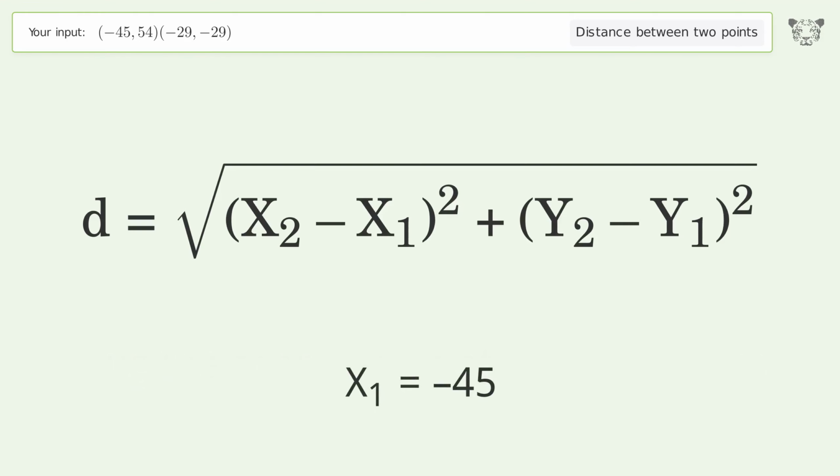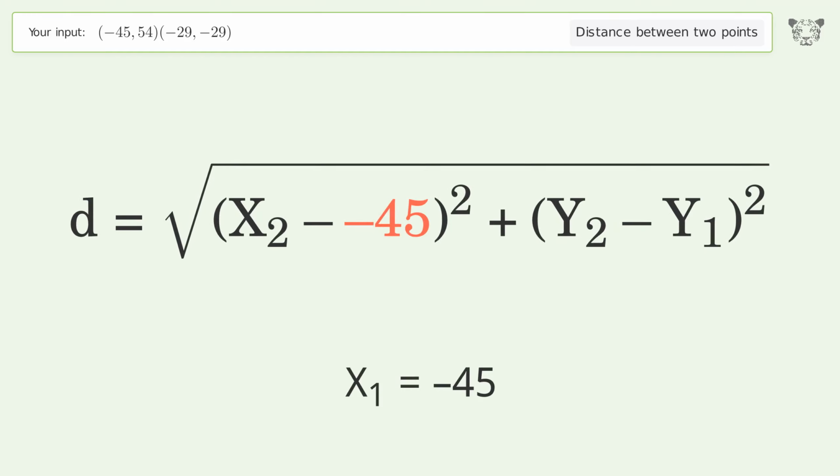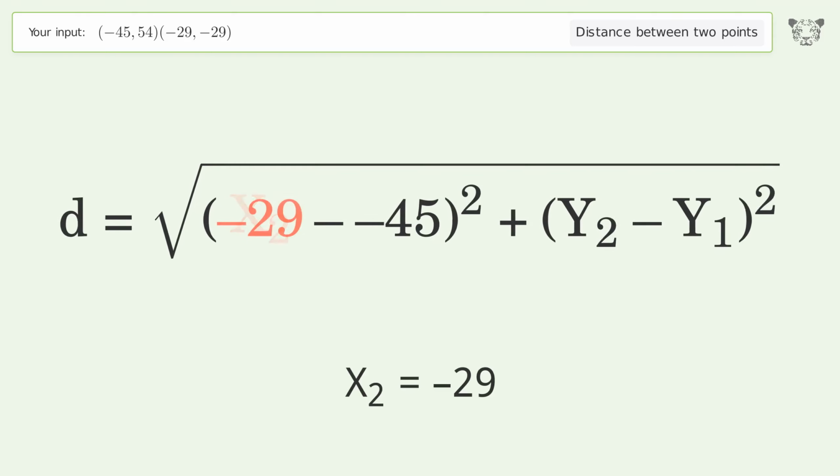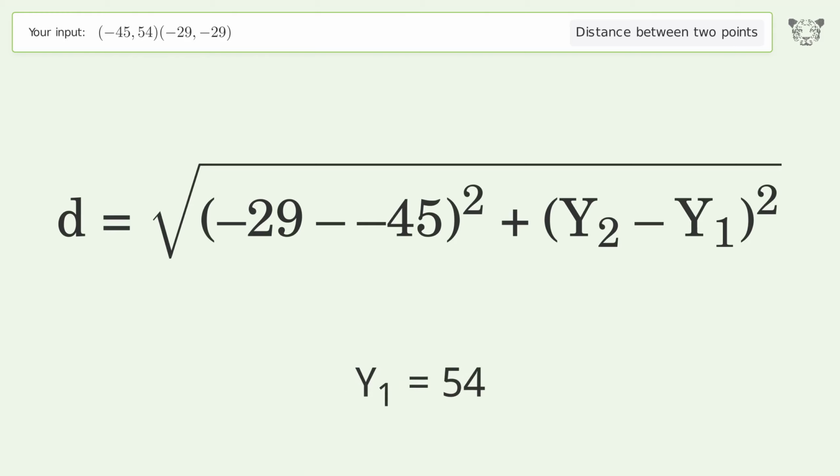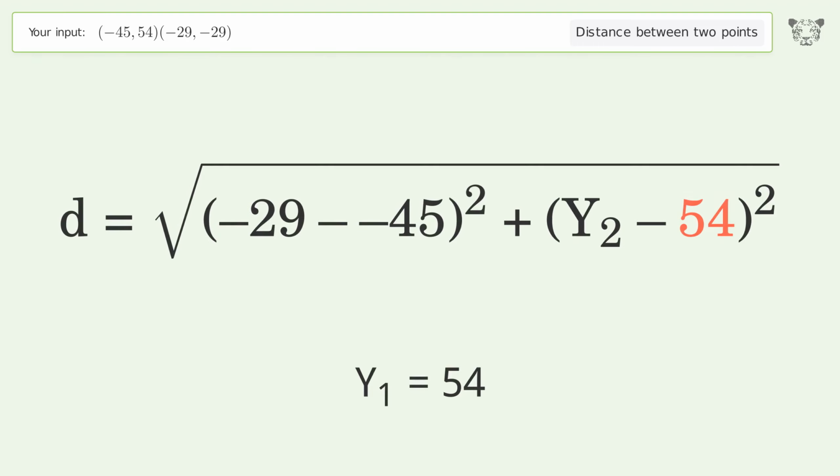x1 equals -45. x2 equals -29. y1 equals 54. y2 equals -29.